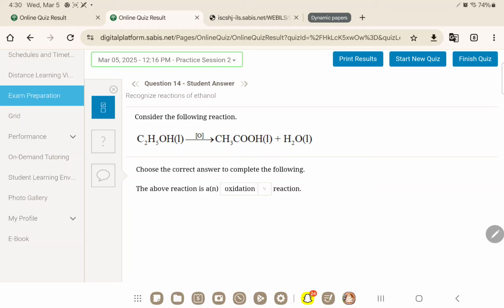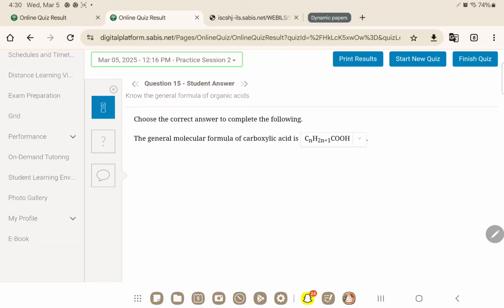Okay, so listen. Whenever you see this O, it means oxidation. Don't even think about it. Don't think twice, don't think once. It's oxidation.